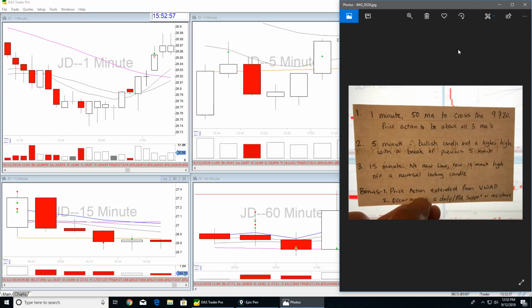All right. So first, on the 1 minute, we need the 50 MA to cross the 9 and 20 and the price action to be above all 3 MAs. All right. Right there. That was my entry. Okay. I got the entry that I wanted. So what else did I see?